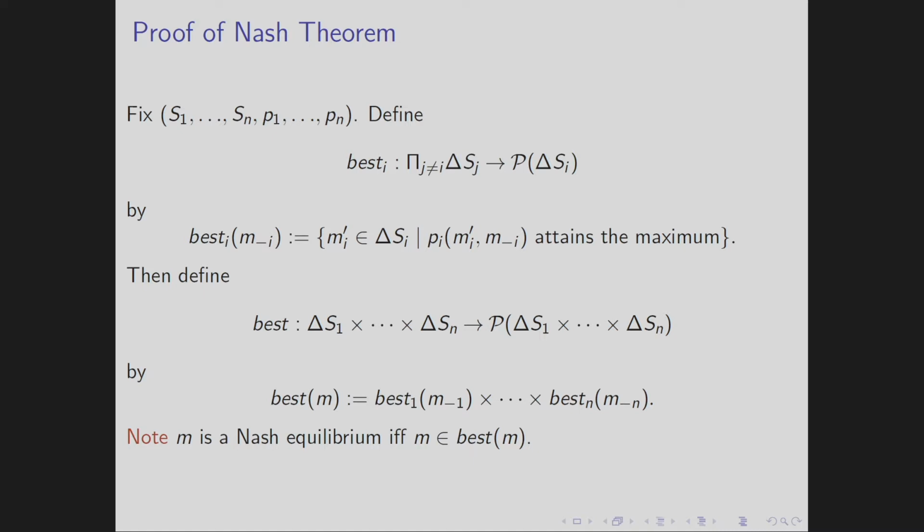a Nash equilibrium if and only if m is in the image of best m. Why? Because if it is in the image, it means that each component of m is a best response to the remaining strategies. And that's exactly the definition of Nash equilibrium. And it's also, of course, true in the other direction. So the construction, there is not a single symbol omitted here. It is a full definition of the function best.